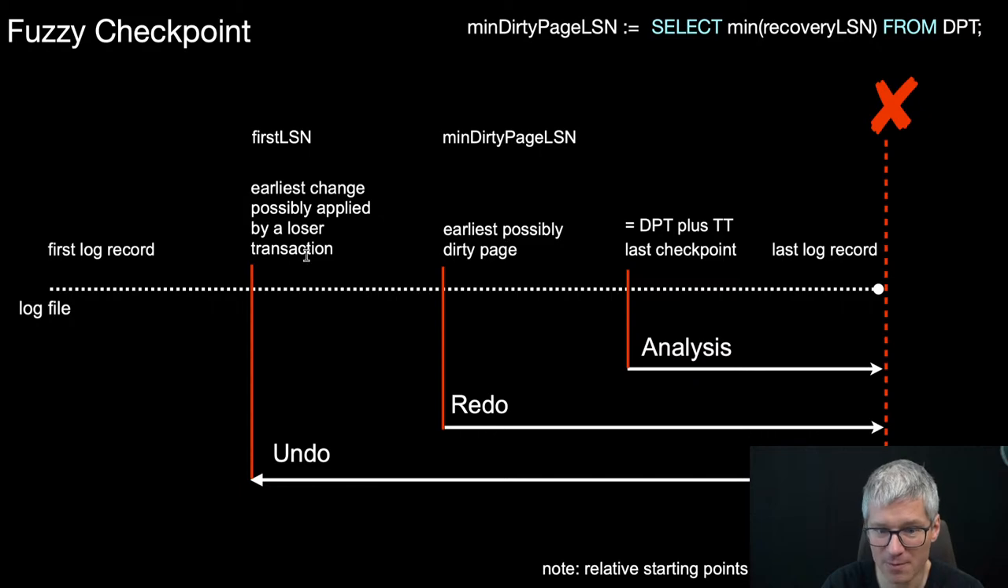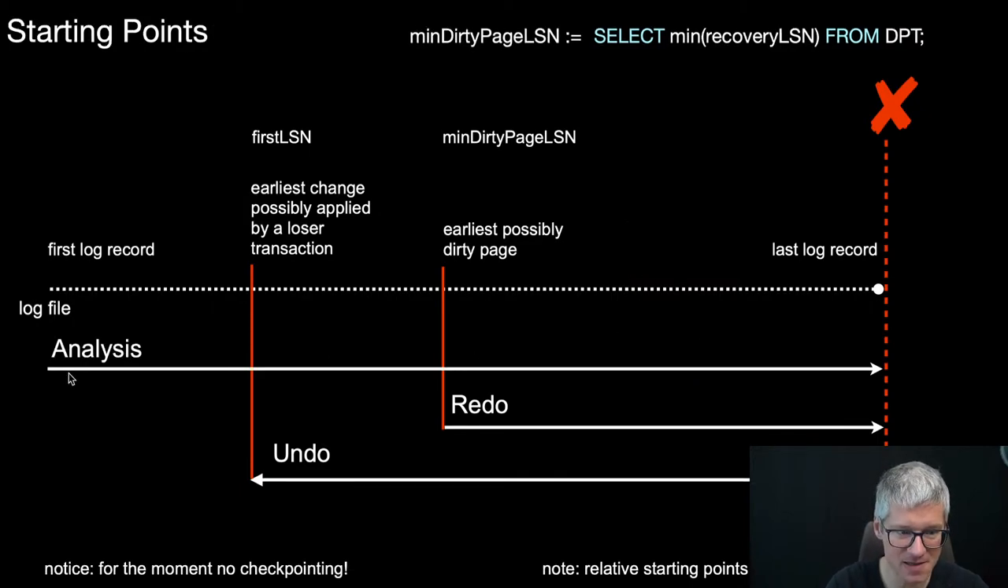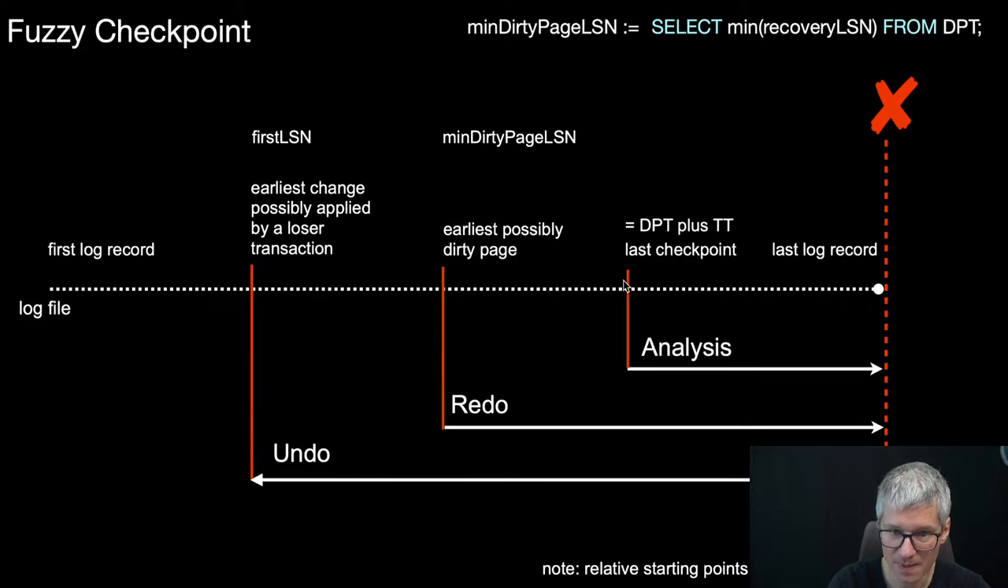That may be this one. There may be other, older versions of that. I record somewhere which is the most recent version. I start with that and then I run the analysis phase from that point in time. That is the idea here. So basically, that's what we had so far: analysis starts from the beginning of the log. Now I start much later. So I save some time here.